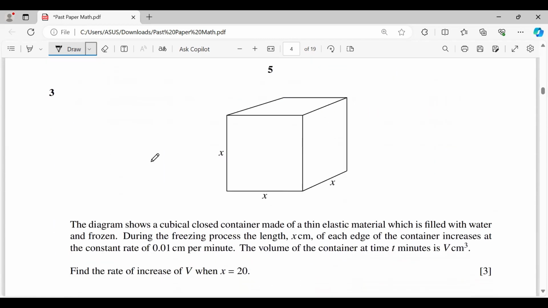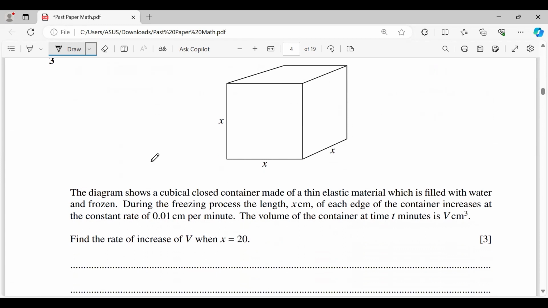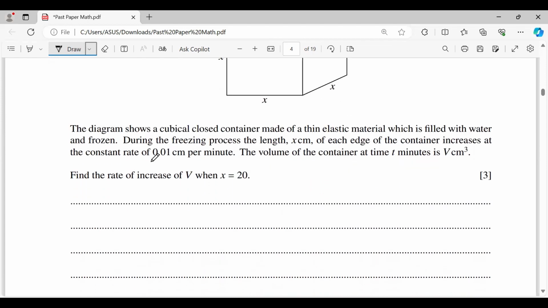Question 3. The diagram shows a cubical closed container made of a thin elastic material which is filled with water and frozen. During the freezing process, the length, x centimeters, of each edge of the container increases at a constant rate of 0.01 centimeters per minute. The volume of the container at time t minutes is V centimeters cubed. Find the rate of increase of V when x equals 20, right?